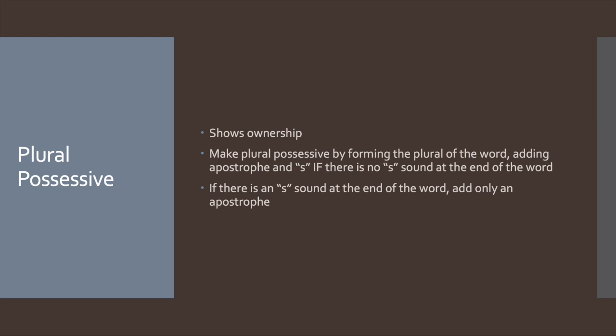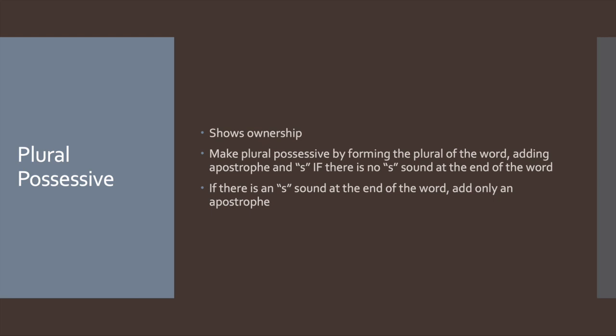So if I have an apricot, that's single. If I have apricots, that's plural. If I have a single apricot and it owns its pit, then that's the apricot's pit. If I have a whole slew of apricots in my bowl and I want to talk about their pits, I will say the apricots' pit.